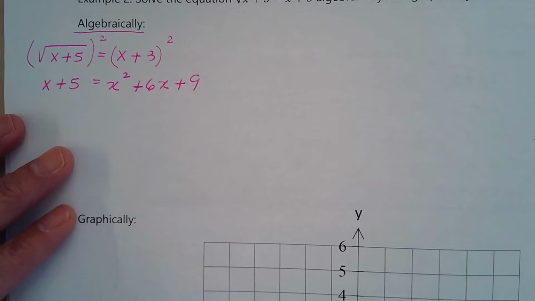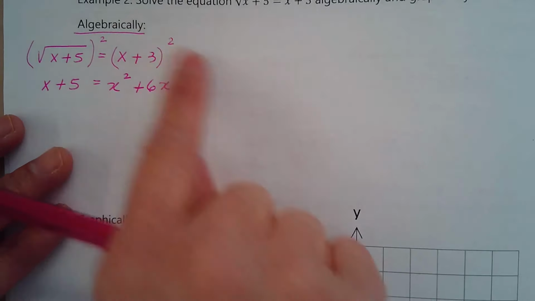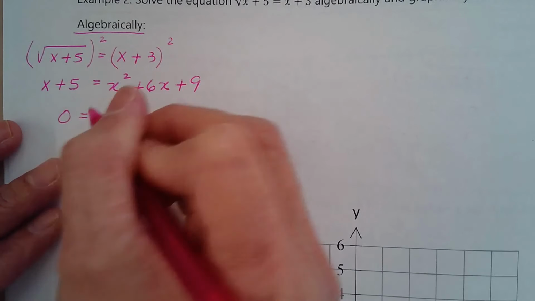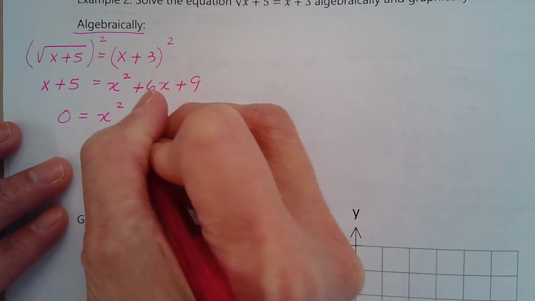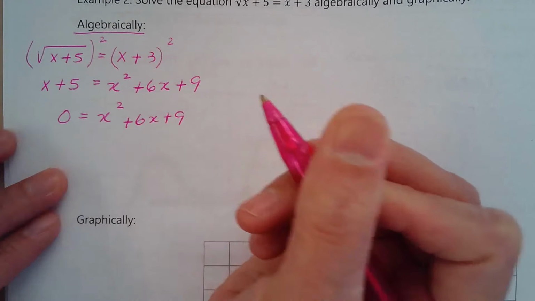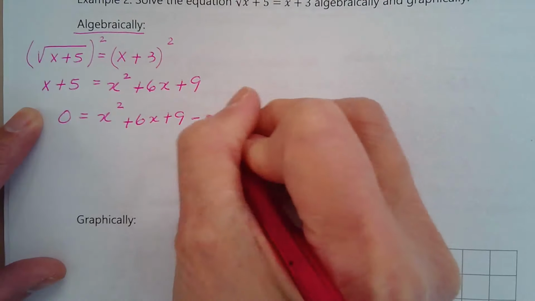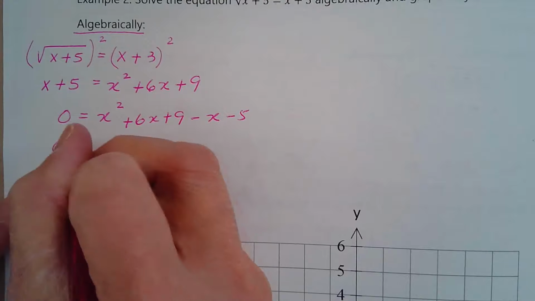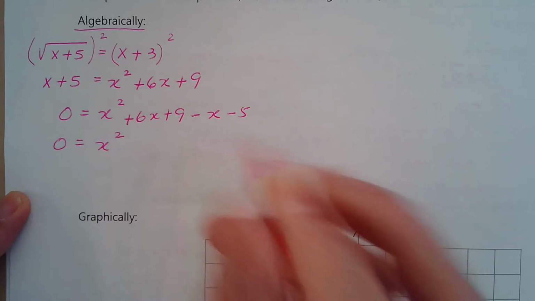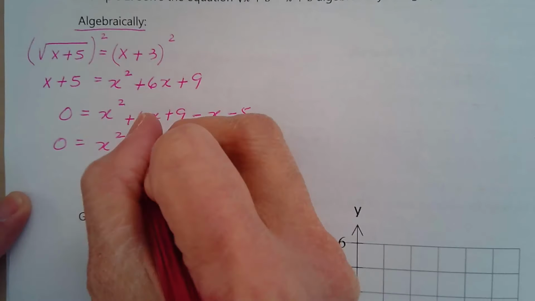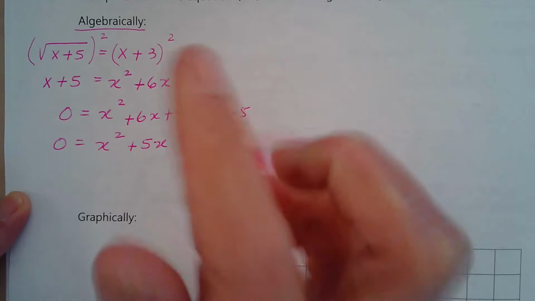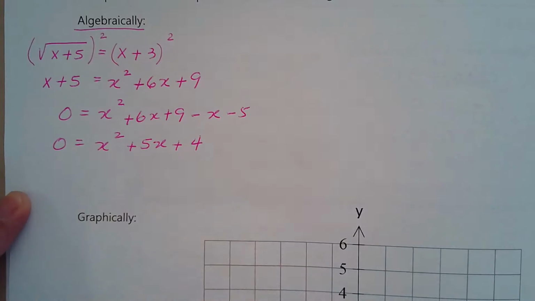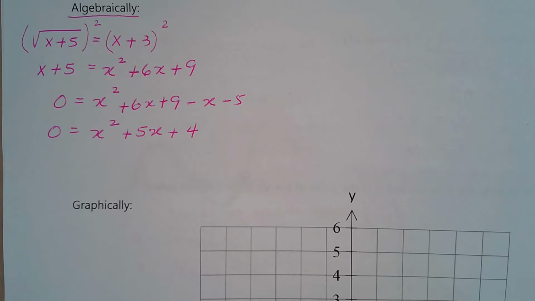Now when you get to that part, we're going to end up with a quadratic equation. So how do we solve a quadratic equation? Bring everything to the other side. x squared plus 6x plus 9. The x goes to the other side, so minus x. The 5 goes to the other side, so it's minus 5. So what does that give us? x squared plus 5x plus 4.